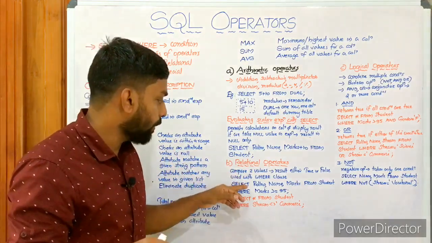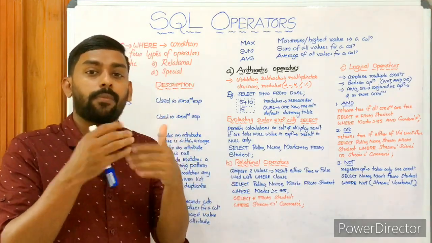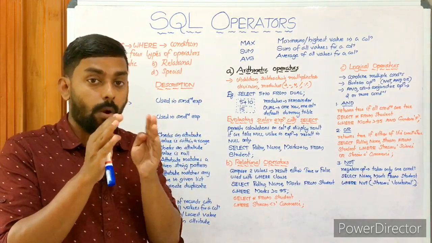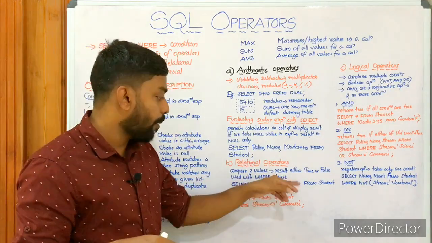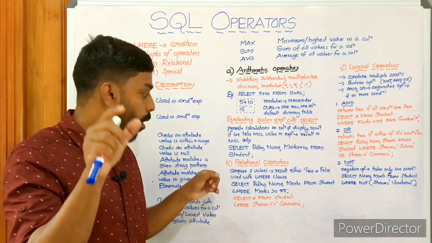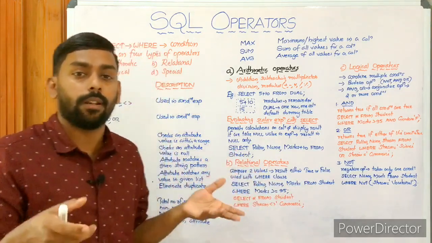Okay. Select is in caps, from is in caps, where is in caps. Meaning at the time of coding, we are giving all the commands, all the keywords, in capital letters. Select roll number, name, marks: we are selecting 3 columns, roll number, name, and marks, from student where marks greater than or equal to 95. What will be the result?